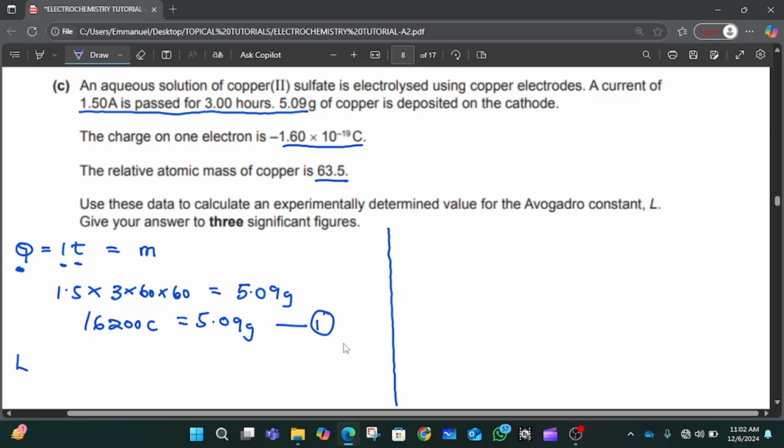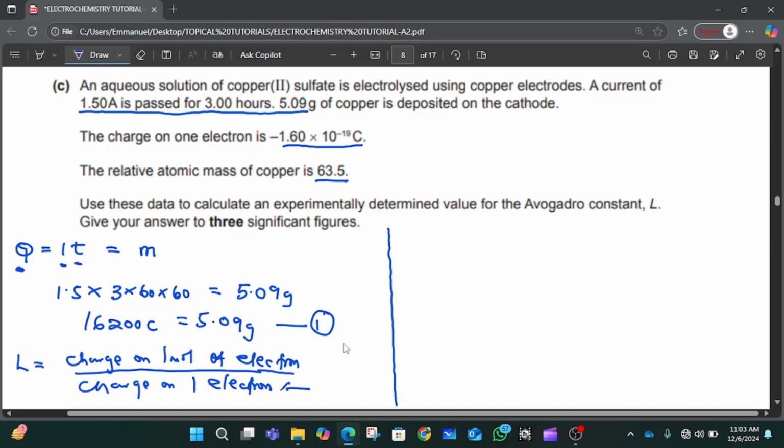Now, Avogadro's constant L is equal to the charge on 1 mole of electrons over the charge on 1 electron. The charge on 1 electron has been given in the question as negative 1.60 times 10 to the power minus 19 coulombs. But we don't know the charge on 1 mole of electrons. The charge on 1 mole of electrons is the same as 1 Faraday.